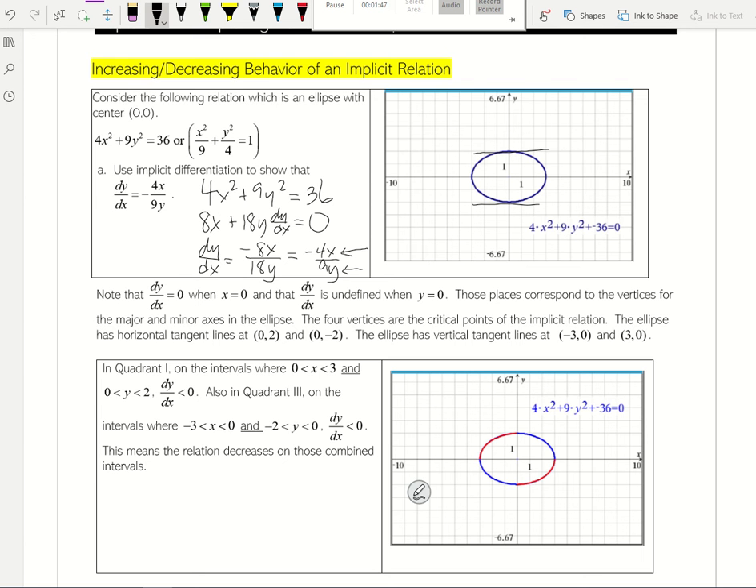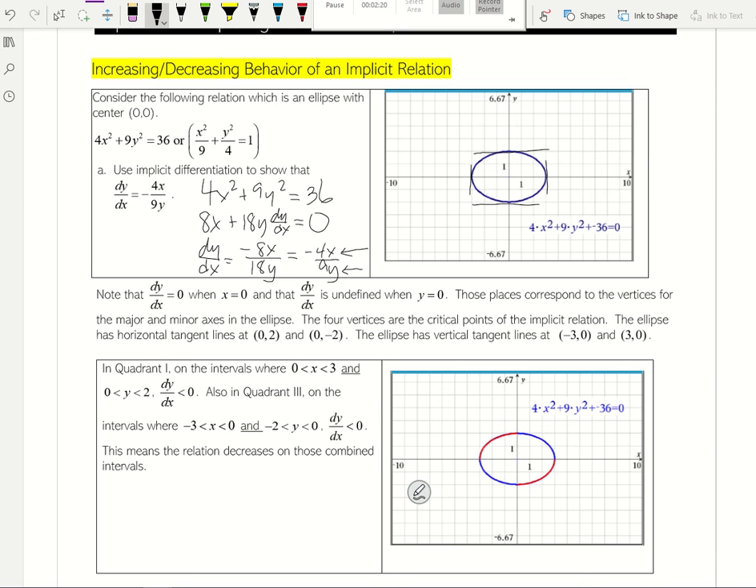And where y is 0, that corresponds to the vertices of the major and the minor axes of the ellipse. So the 4 vertices are the critical points of the implicit relation. The ellipse has horizontal tangents at (0, 2) and (0, -2), and vertical tangents at (-3, 0) and (3, 0). Right? Okay.